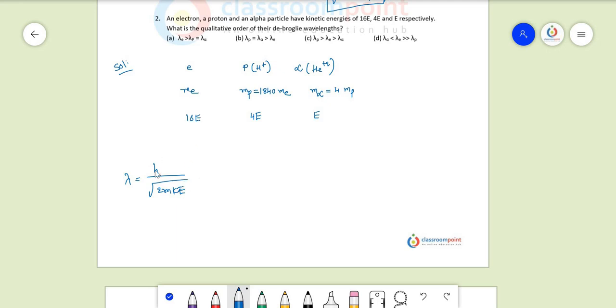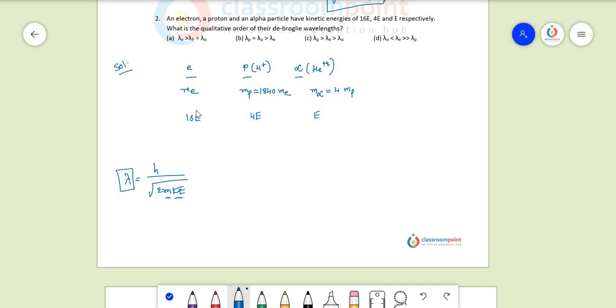So here the h value and root 2 value are constant for all these particles. The mass and the kinetic energy values are not constant. So the lambda value basically depends on the mass and the kinetic energy values of these particles: electron, proton and alpha particles. Now, let us try to get the product of mass and kinetic energy of these particles.